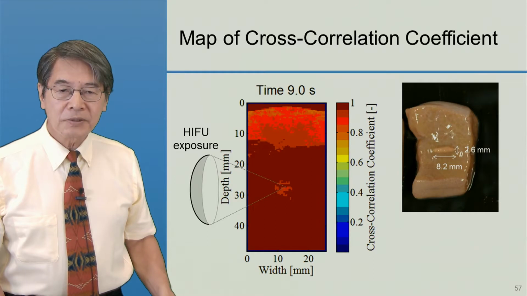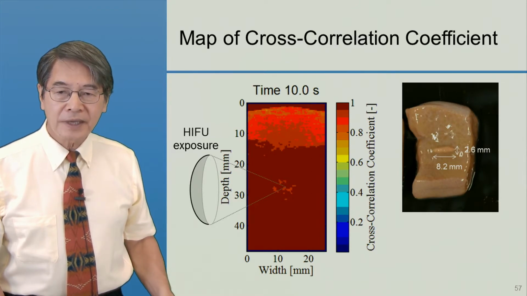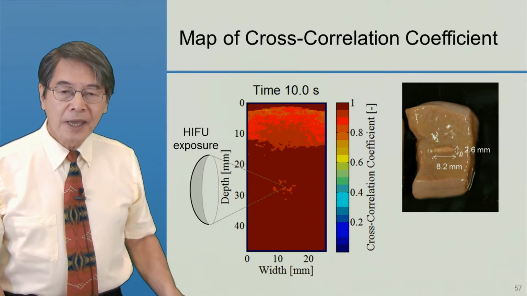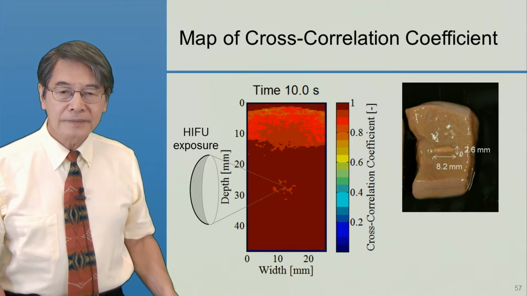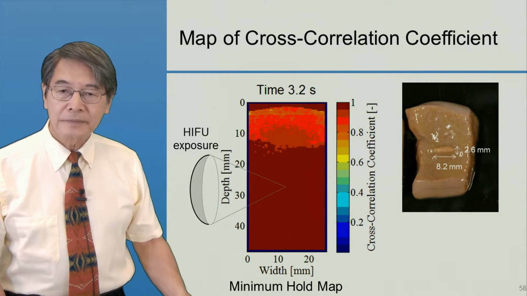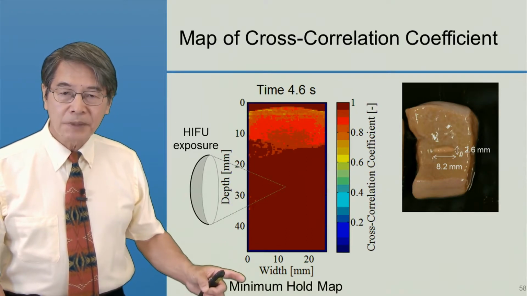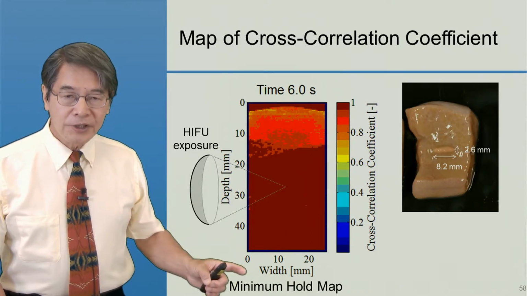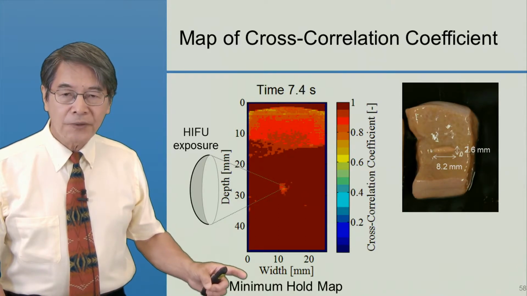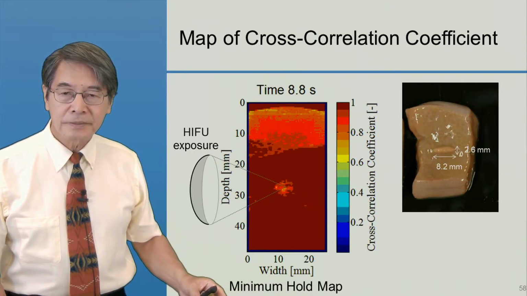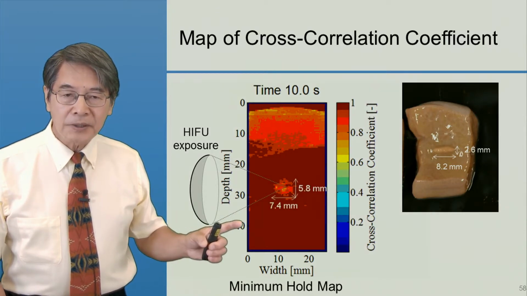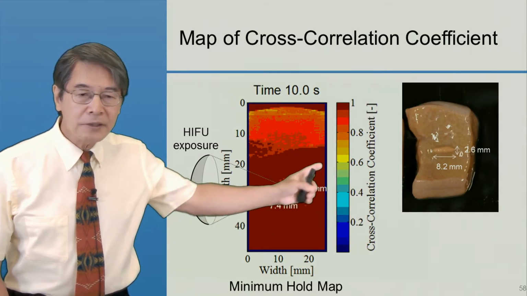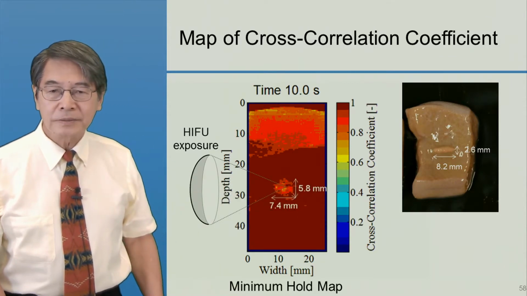Tissue coagulation seems to have started about 7 seconds after the start of HIFU exposure and almost ended 10 seconds after the start. This is its minimum hole map, presumably showing the area of thermal coagulation. The decorrelation area is about twice larger than the actual HIFU coagulation.